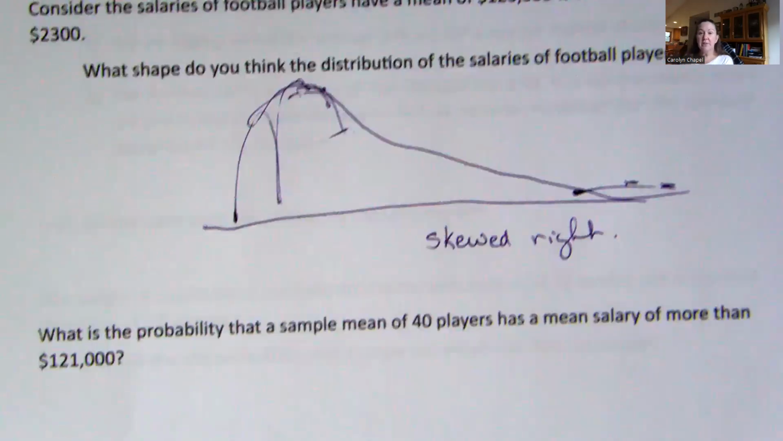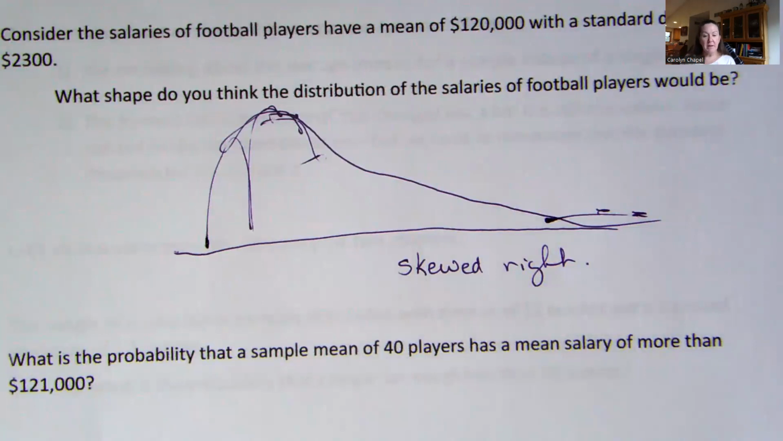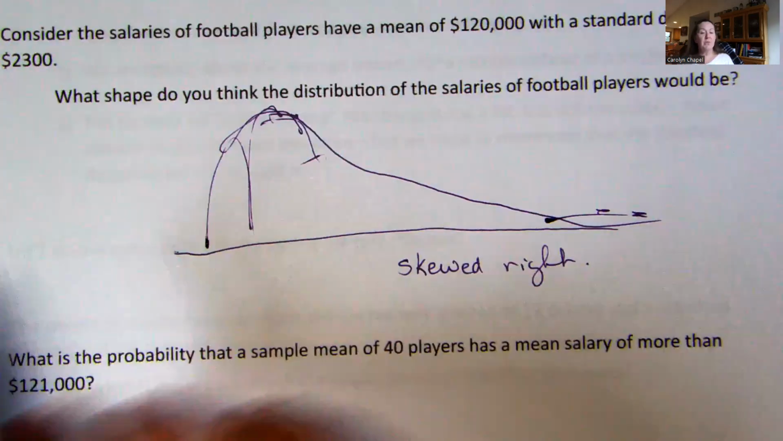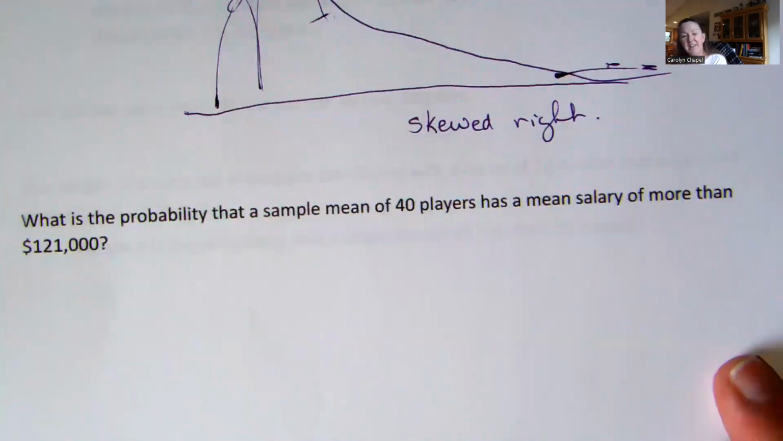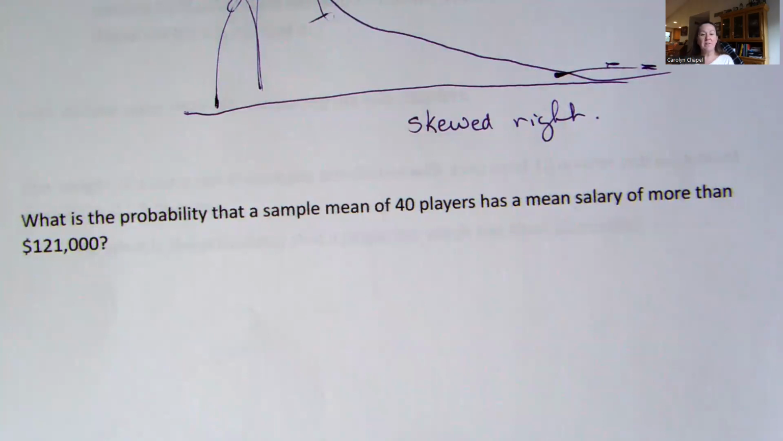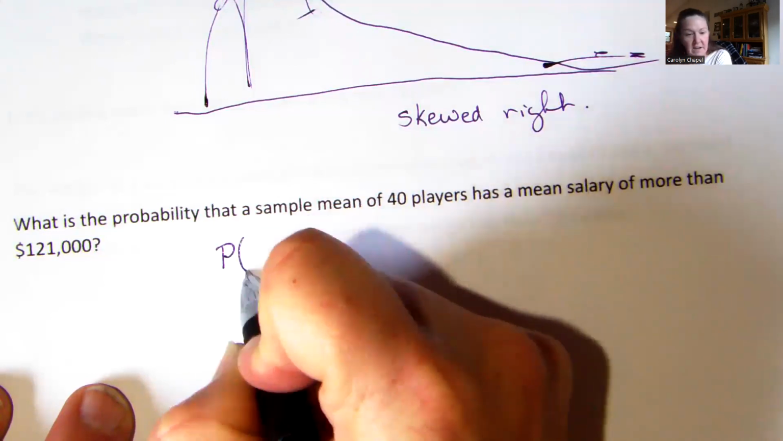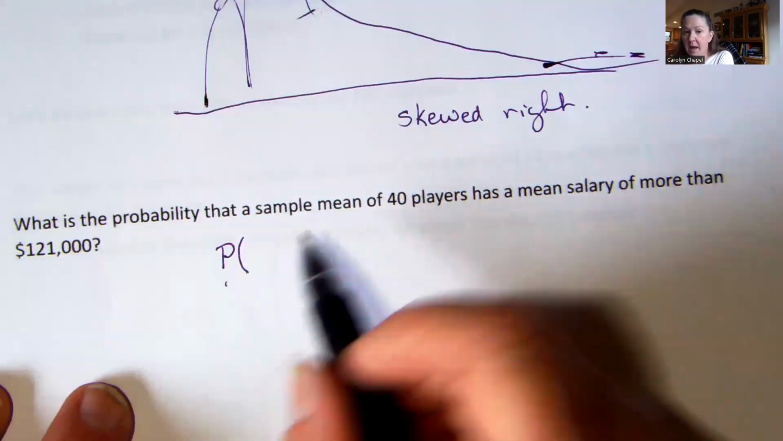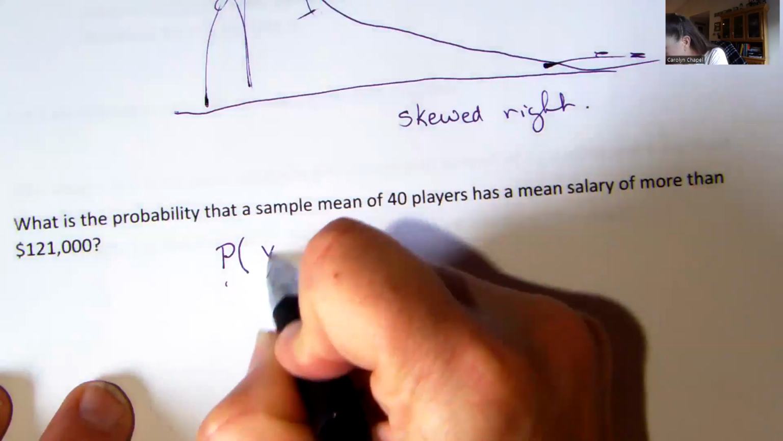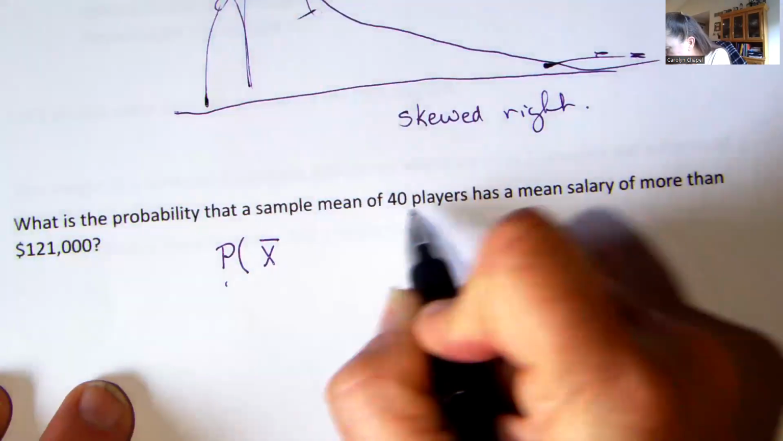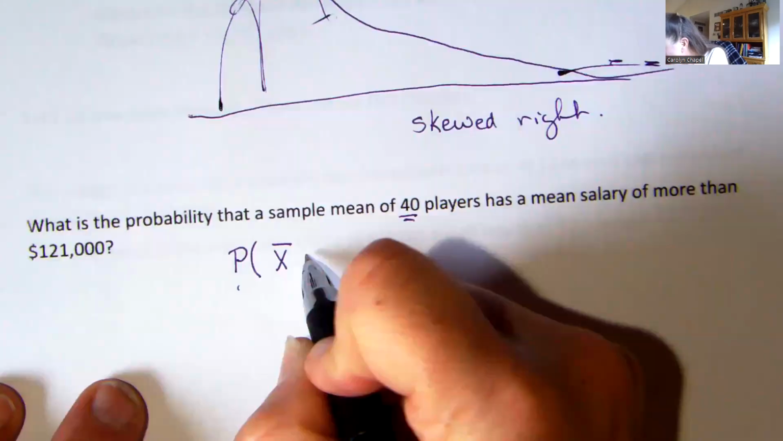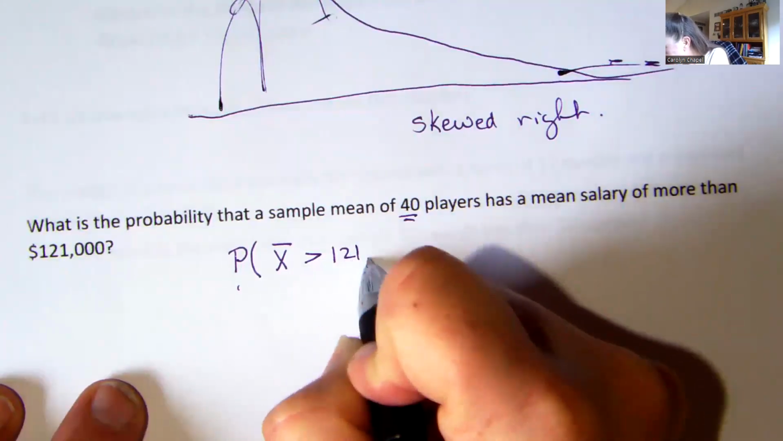But that's not going to matter. As long as I take more than 30 people in my sample, I can still use the normal curve, no matter how skewed this thing is. Which is nice, because now what if I say I want to know what is the probability that a sample mean of 40 players has a mean salary of more than 121,000? So in terms of notation, I'm looking for the probability that the mean, the X bar of these 40 people, is more than $121,000.